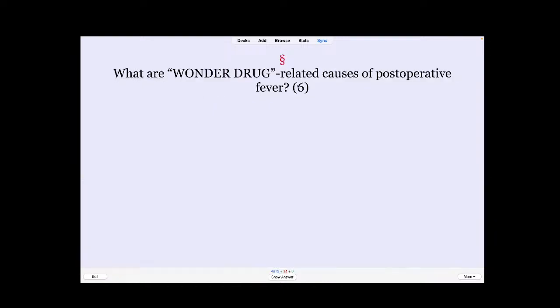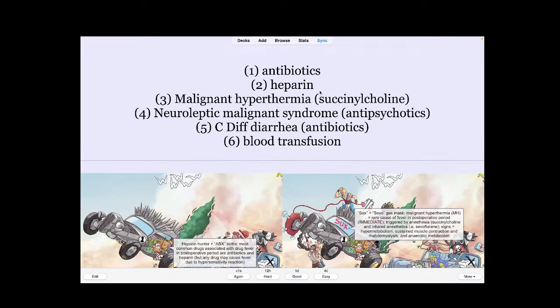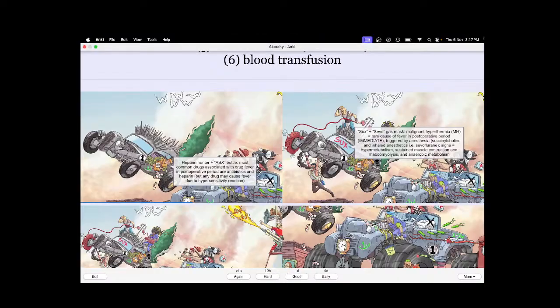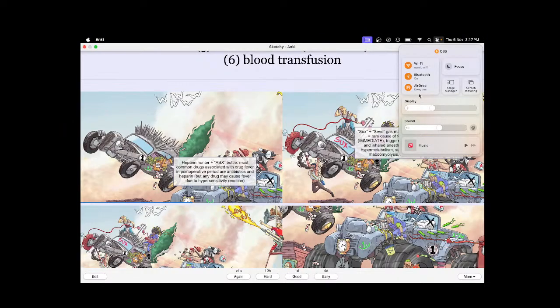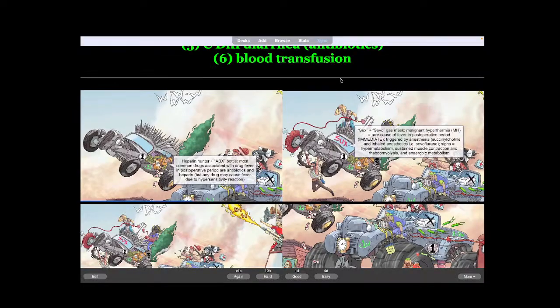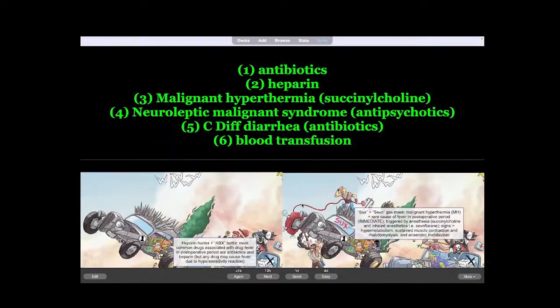What are the drug-related causes of post-op fever? So we're looking at antibiotics. Actually, this is hard to do. And I need some dark mode. Let's go dark. Alright. Antibiotics, heparin.